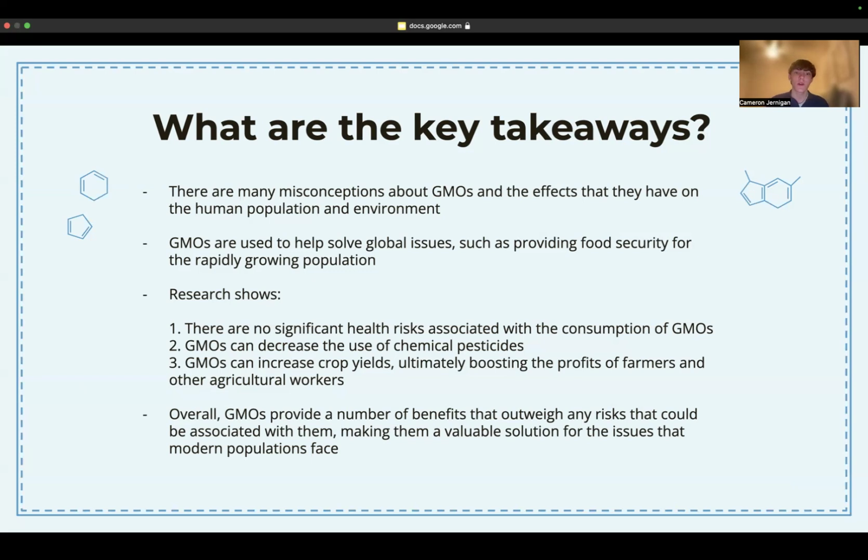Research shows that there are no significant health risks associated with the consumption of GMOs. GMOs can decrease the use of chemical pesticides, which in turn results in increased crop yields and boosts the profits of farmers and other agricultural workers. Overall, GMOs provide a number of benefits that seem to outweigh any risks that could be associated with them. This makes them a valuable solution for the issues that modern populations face.